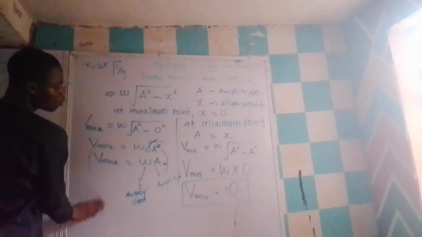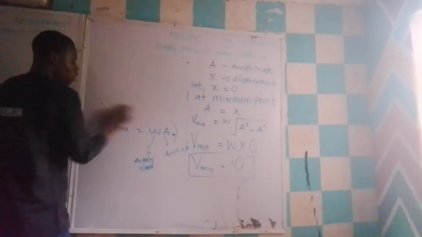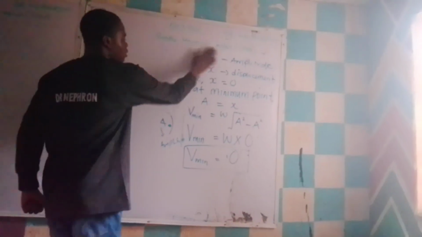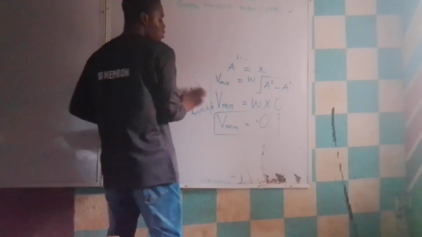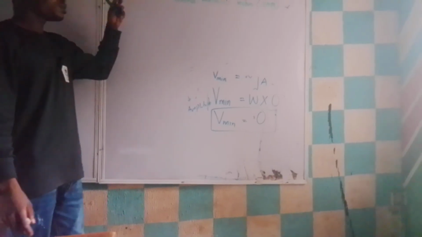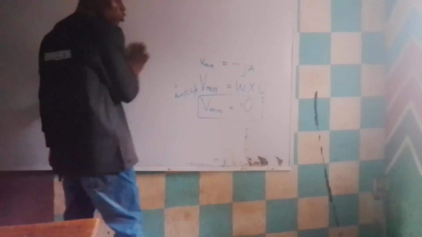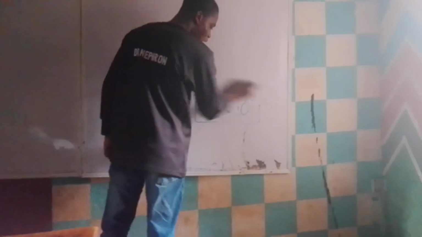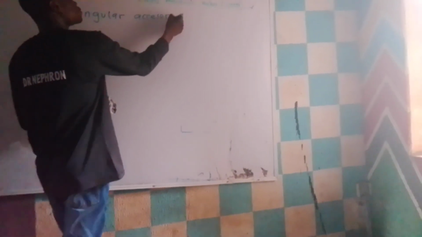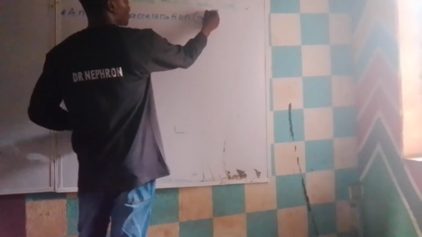So that's it. Now the next one is the angular acceleration. That's the last term. After that, you will just go and solve questions, know all these formulas, and practice many questions using those formulas, so you become perfect in simple harmonic motion. Now we have the angular acceleration. We use alpha to represent it.